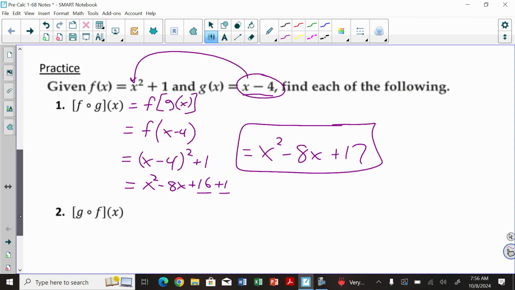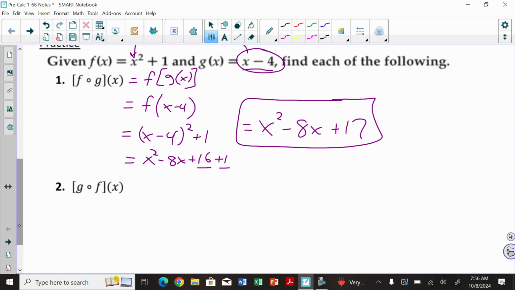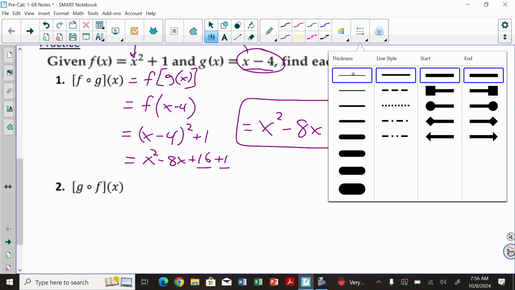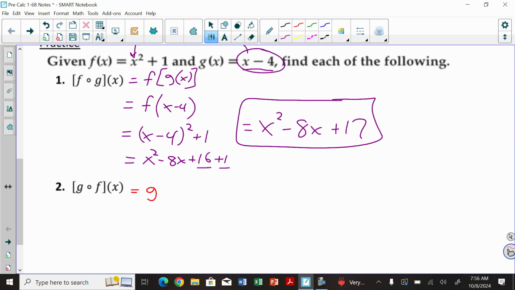Okay, so let's do g of f of x. This is the reverse now, right? This is going to be the reverse action. So now we're saying that this is the g function of f of x. So we're going to take the f function and plug it into this one. So g of f of x, if we remember, is g of x squared plus 1. So we're plugging that into the g function.